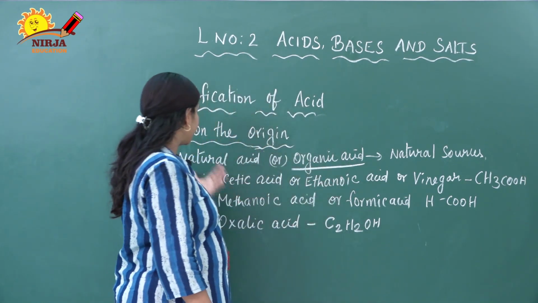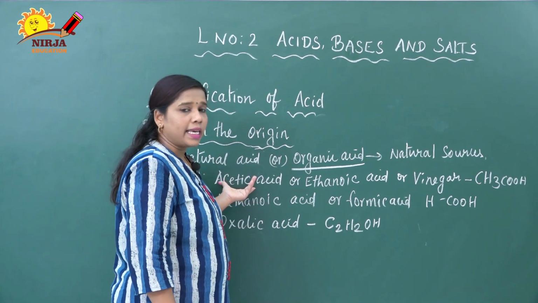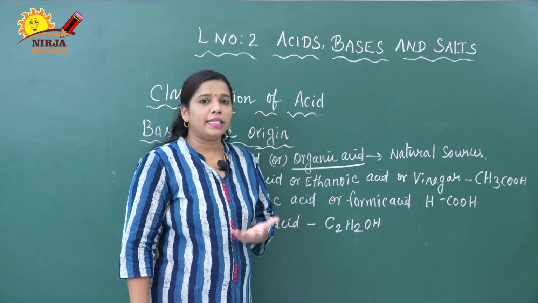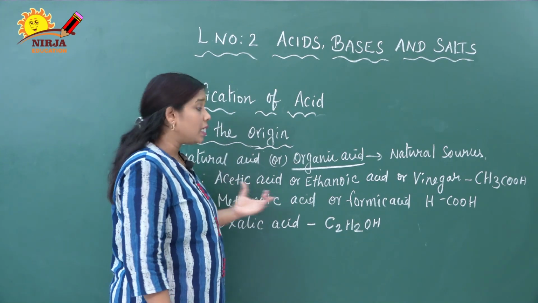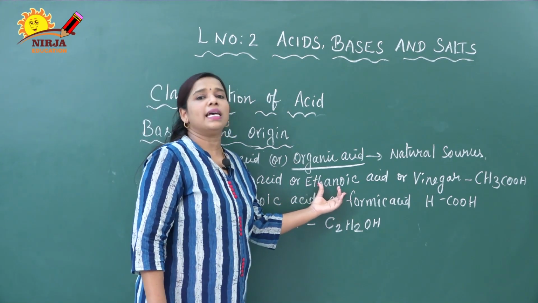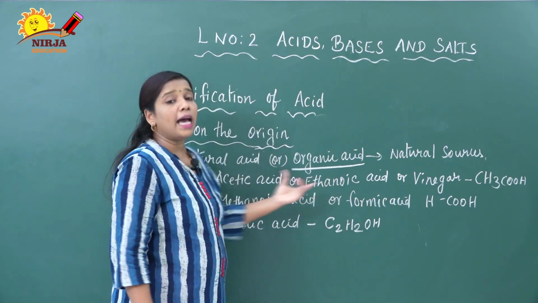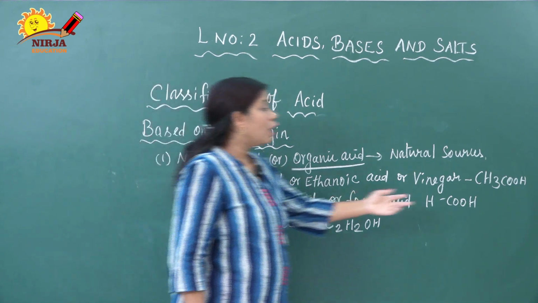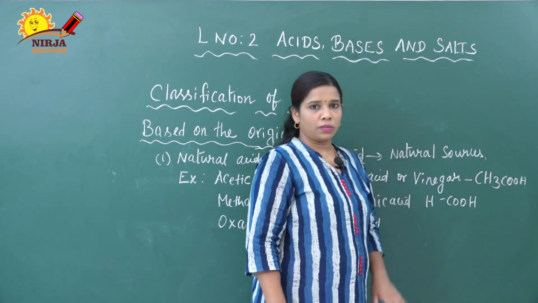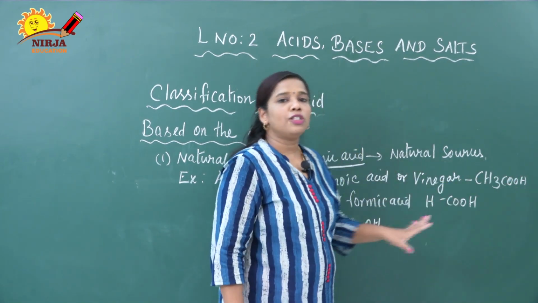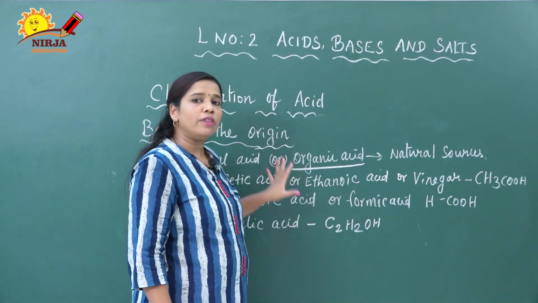Examples of organic acid, that is natural acid: the first example is acetic acid. As we all know, vinegar is the commercial name. Its chemical name is acetic acid. It is also called ethanoic acid. So what are the different names of vinegar? You have to write acetic acid and ethanoic acid. What is the chemical formula of acetic acid? CH3COOH. CH3COOH is the chemical formula of acetic acid. This is one example of natural acid.